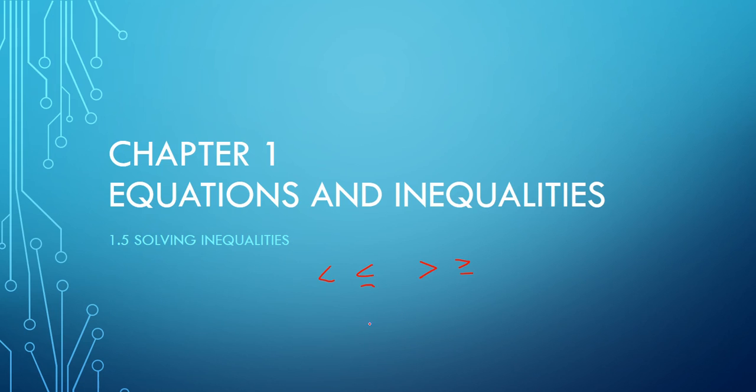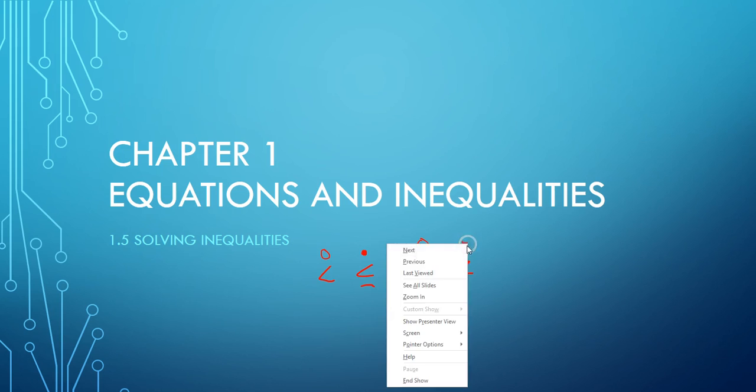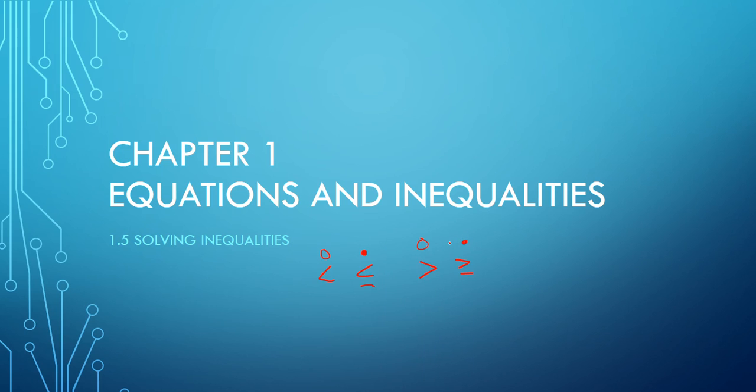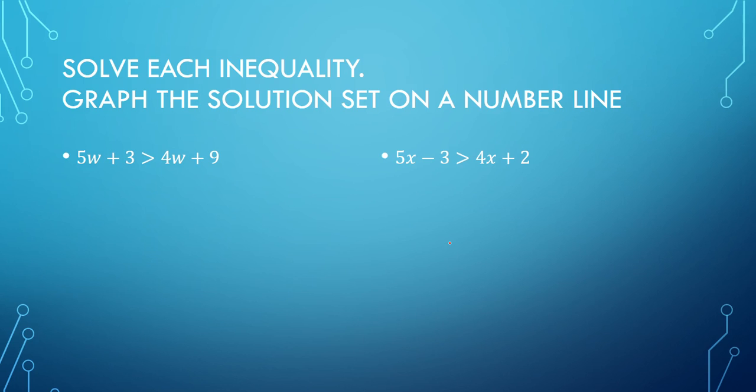Also remember, when you're graphing these, if they don't have the equal to, they'll have an open circle. And if they do, that number is included, so they'll have a closed circle on that number. Alright, so solve each inequality, graph the solution set on the number line.